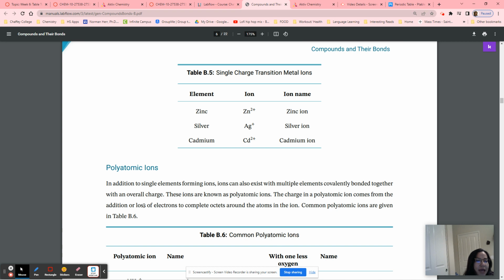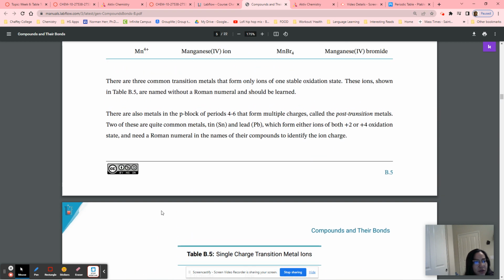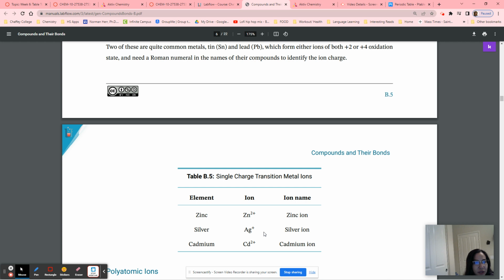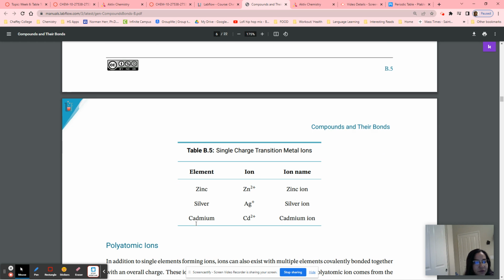Now there are some transition metals that have fixed charges. There aren't that many of them, so it's quite easy to memorize which ones have fixed charges. In this case, zinc, silver, and cadmium have a fixed charge. That means that charge is not going to change. It's not multiple, so you do not use Roman numerals. Zinc, silver, cadmium: it's just zinc ion, silver ion, and cadmium ion.